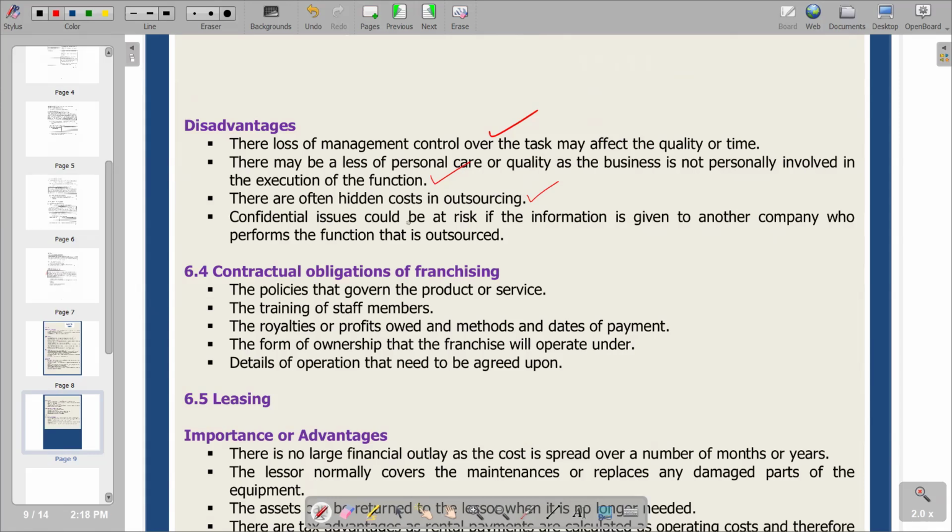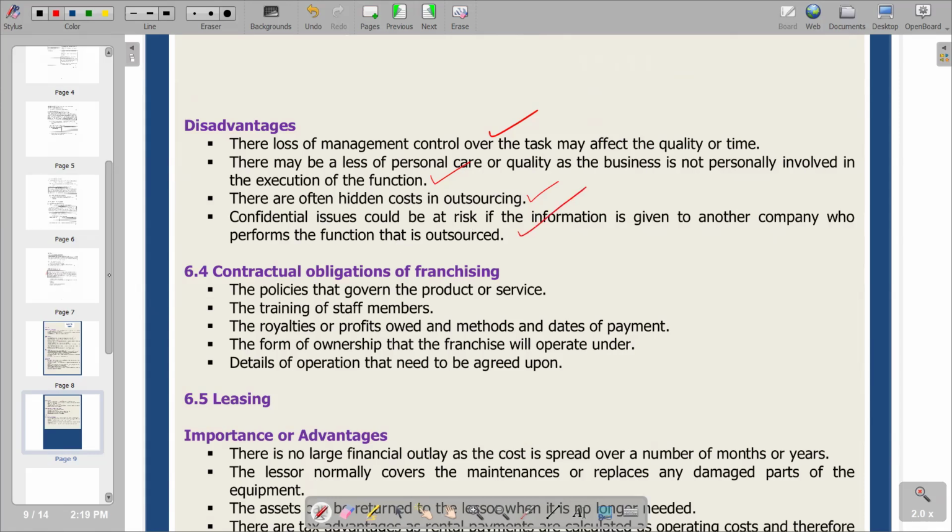On the last point, confidential issues could be at risk if the information is given to another company who performs the function that is outsourced. So we're going to see that infringement of the privacy of the company is also going to be an issue. As we are saying, confidential information of the business is going to be a compromise. So because we are going to engage an external provider, it may go through some internal documents that are confidential. So it now depends on the external provider on how they respect privacy and how they respect the secrecy of the company. So basically, that's what we have in the last point.